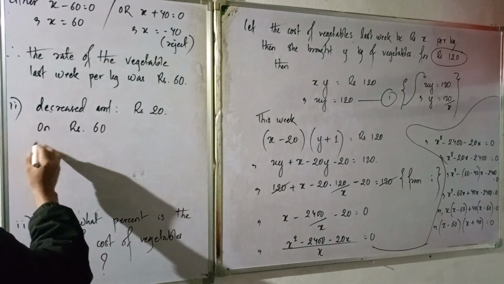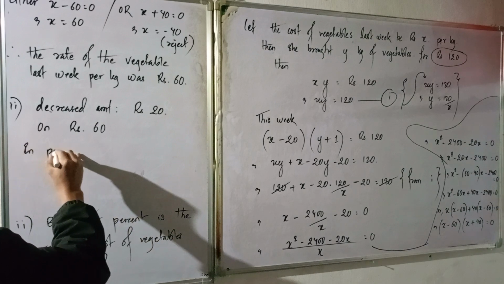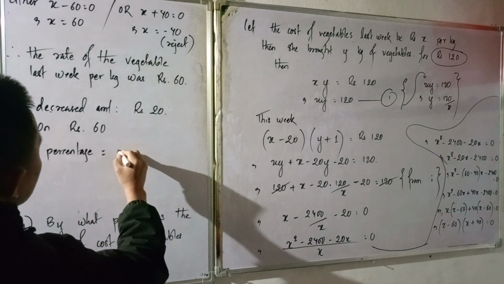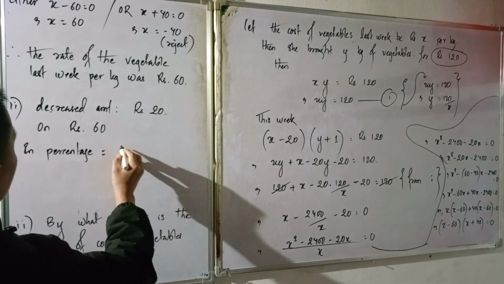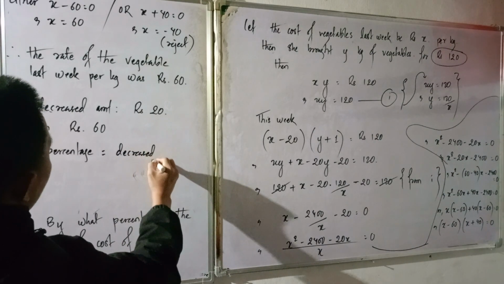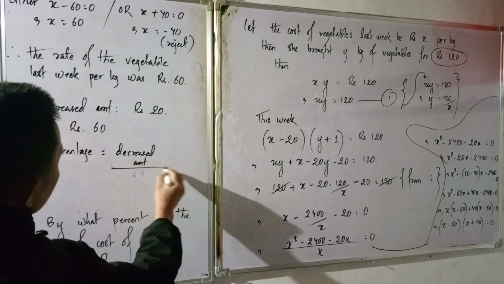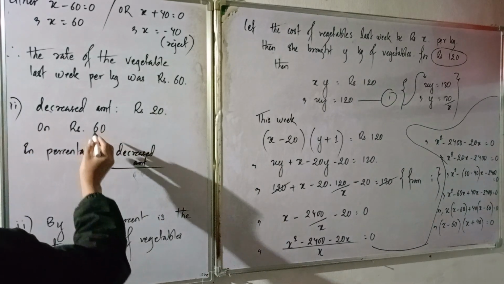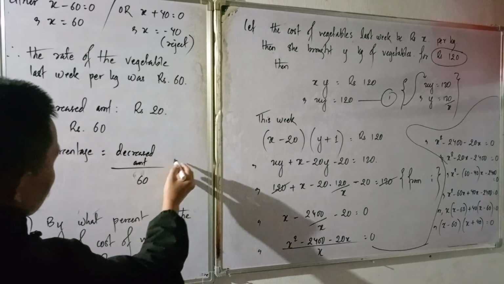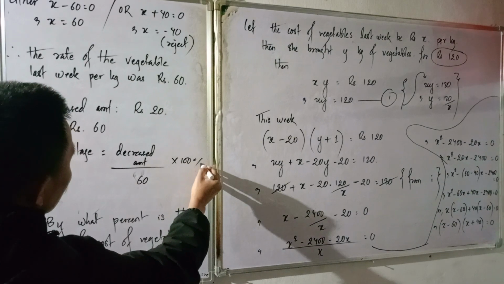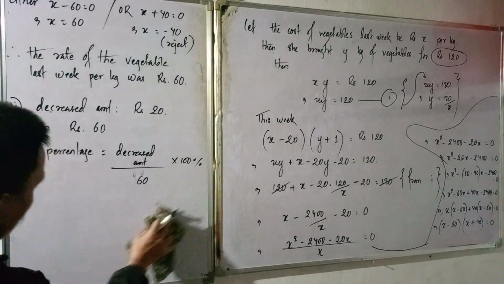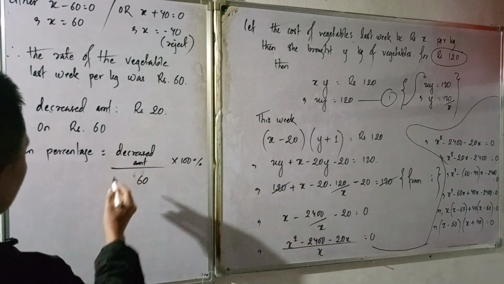So in percentage, we write the decreased amount. So the decreased amount was 20 on 60. So this is a fraction. If you multiply a fraction by 100, it will go into percentage. So I'll rub this. Now you have to express this in percentage.